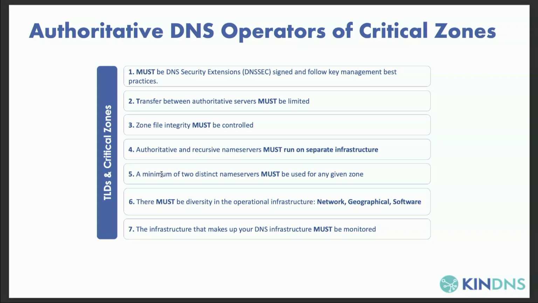So just mentioning one or two of them. The first one is the authoritative DNS operators. The minimums that we are proposing or recommending: they must be DNSSEC signed and follow key management best practices. Second, transfer between authoritative servers must be limited. Third, zone file integrity must be controlled. Fourth, authoritative and recursive name servers must run on separate infrastructure. Fifth, a minimum of 2 distinct name servers must be used for any given zone. Then there must be diversity in the operational infrastructure: network, geographical, and software. And the seventh is that the infrastructure that makes up your DNS must be monitored, because you don't want to run a system whose health or uptime you don't know.